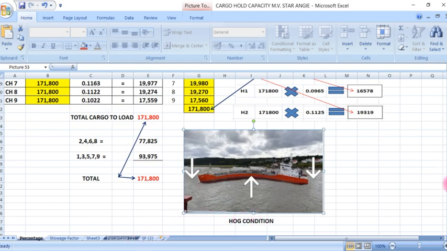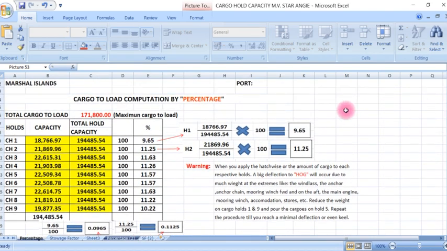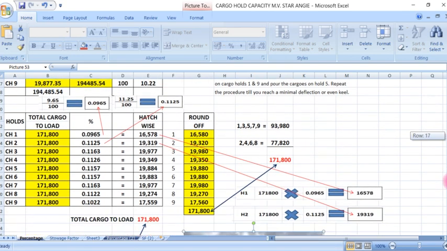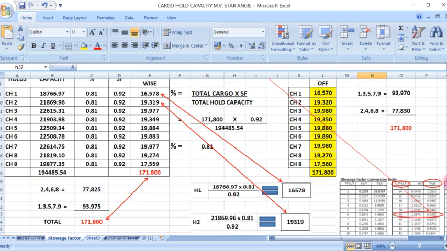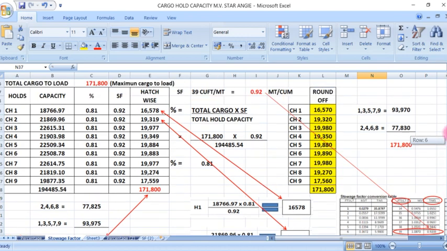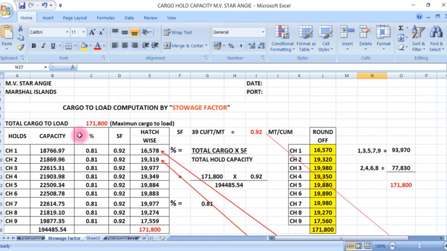So this is by cargo to hold by percentage. Now we can also use this procedure by stowage factor. So we go to stowage factor. Cargo to load computation by stowage factor. First and foremost, you should know what is your stowage factor.